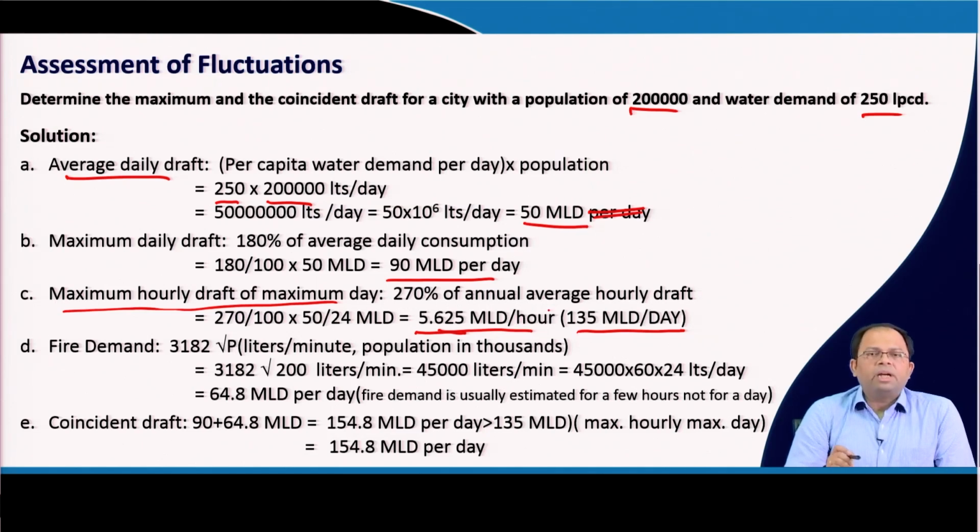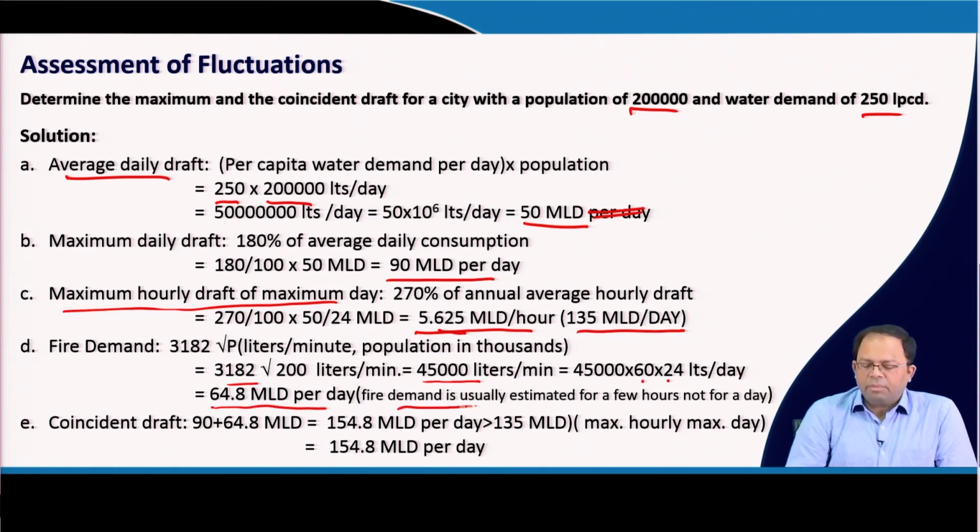Now, if you remember, I told you earlier that we also have to consider the coincident draft. To understand the coincident draft, we first have to determine the fire demand. We estimate the fire demand using Kuichling's formula, which is 3182 into root P, in liters per minute, where population is given in thousands. When we put in 3182 into root 200, we get around 45,000 liters per minute, which comes to around 45,000 into 60 into 24 liters per day, which is around 64.8 MLD per day.